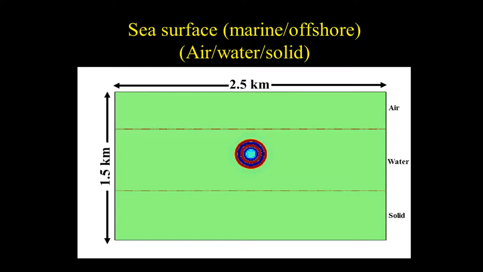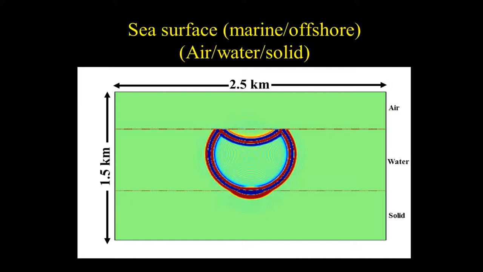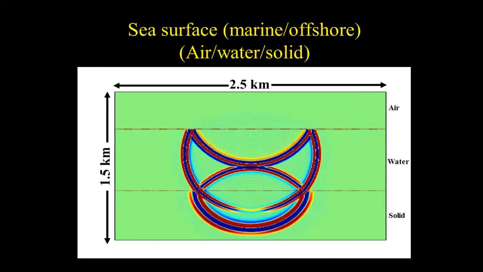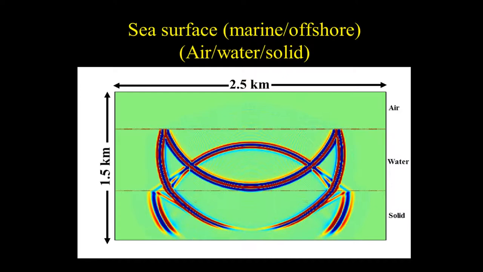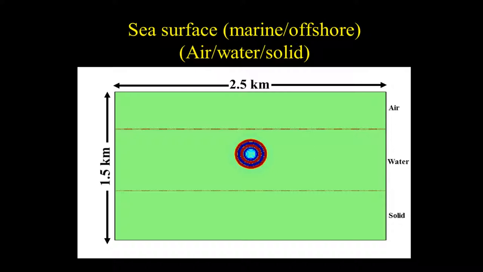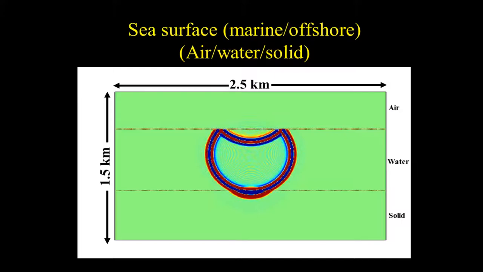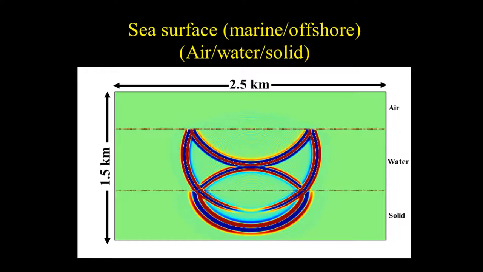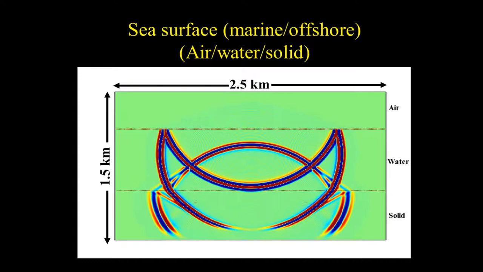We are going to focus on the notion of reflection and transmission. When the wave reaches the interface between the water and solid, part of its energy returns to the water layer from which it came. This process is called reflection. The remaining energy enters the second medium. This process is called transmission. Notice that there are two transmitted waves, P and S waves. Again, this happens because solids support P and S waves.